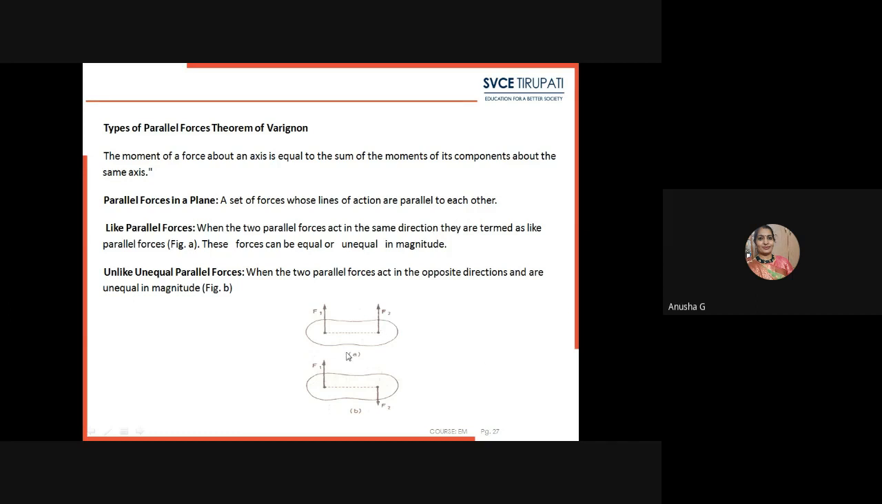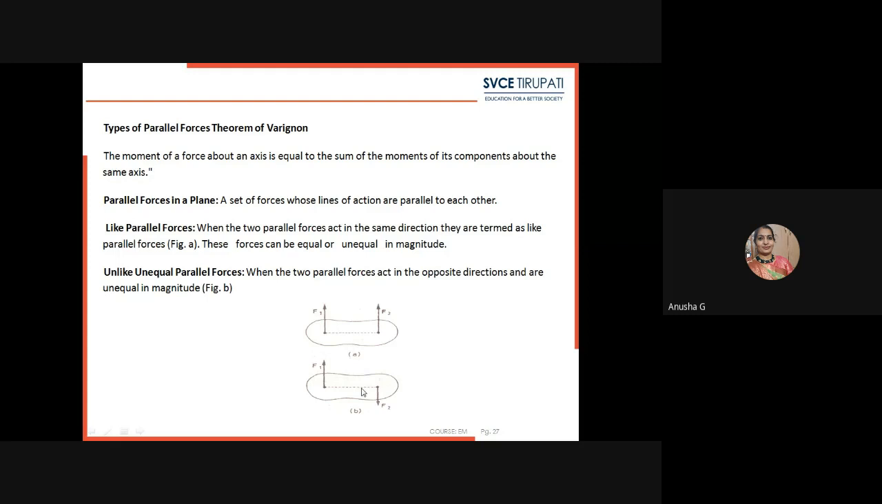Like parallel forces are forces in the same direction. The forces can be equal or unequal in magnitude. That means F1 can be at x distance and F2 at z distance, like that we can consider here. That will be like parallel forces. Examples of like parallel forces are the trees.